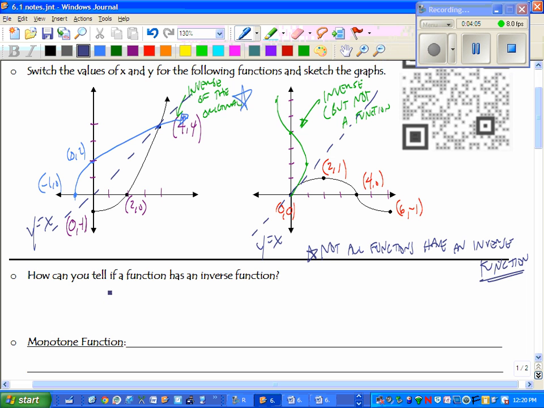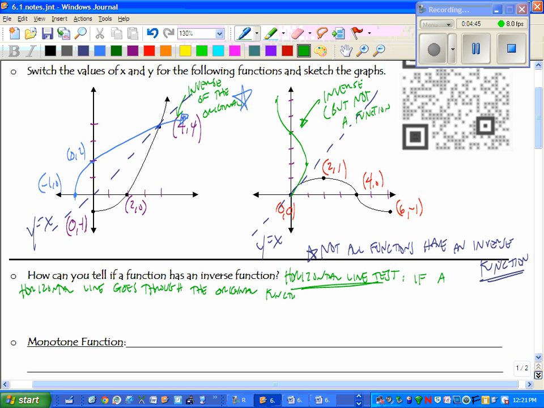So this next part asks us, how can you tell if a function has an inverse function? Well, we can use what's called the horizontal line test. For a horizontal line test, if a horizontal line goes through the original function at more than one point, then the inverse is not a function.